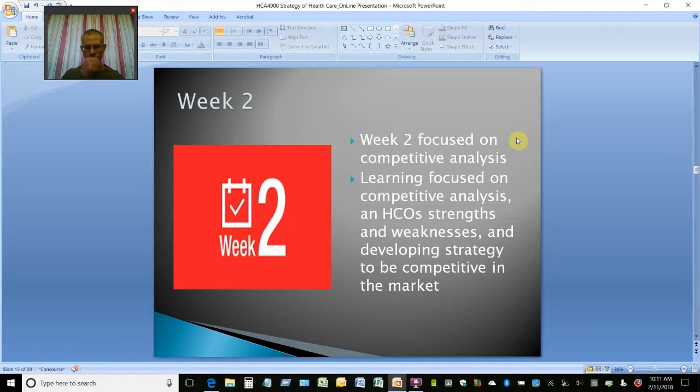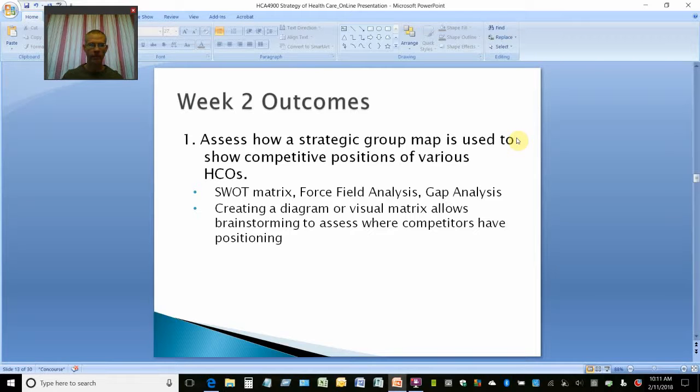Week 2 focused on competitive analysis, learning, focused on the strengths and weaknesses of an HCO, developing strategy, and being competitive in the marketplace. So assess how a strategic group map is used to show competitive positions, various HCOs, SWOT matrix, force field analysis, gap analysis, basically anything that can become visual to look at where your organization is, where the competition is, and where you need to go.